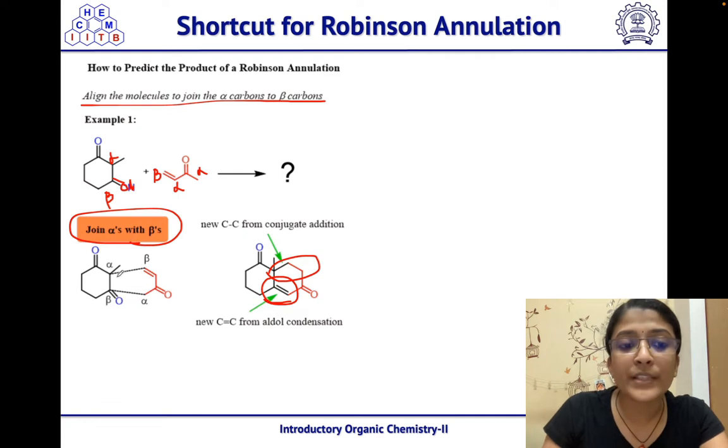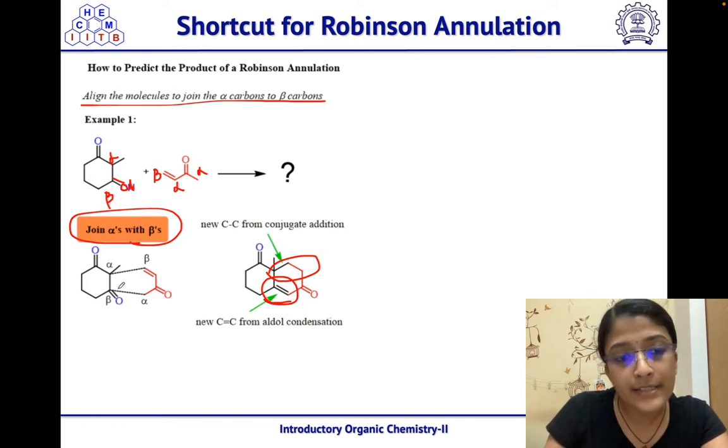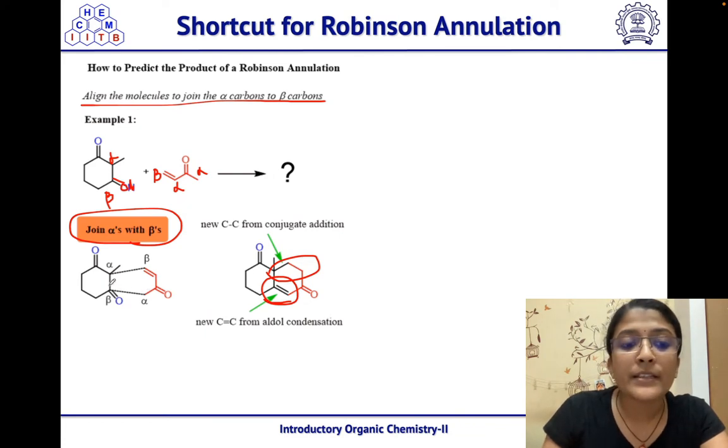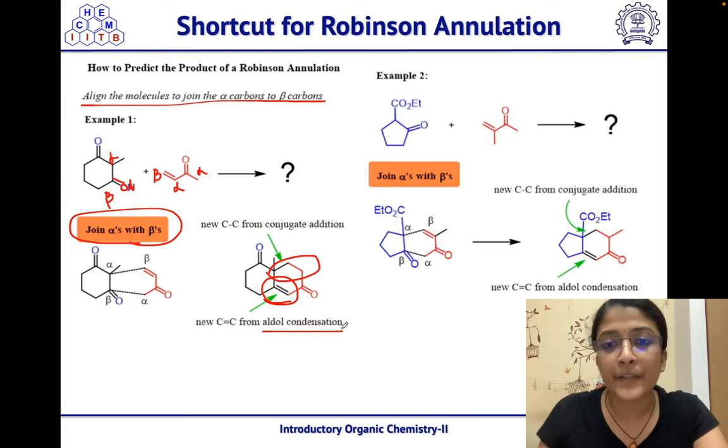Clear? So on this side conjugate addition will take place. A carbon carbon bond will form and this double bond will disappear. And on this side aldol condensation will take place, so this ketone carbonyl will disappear and we will get a double bond, as aldol condensation is taking place on this side. We will see one more example.